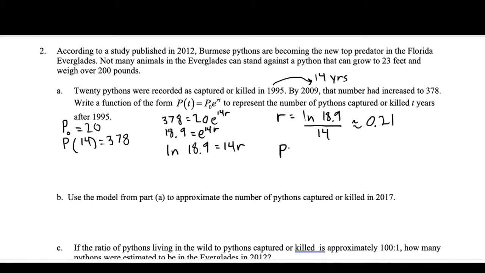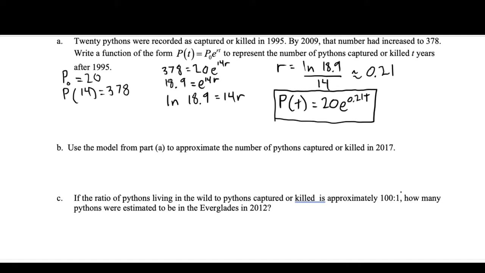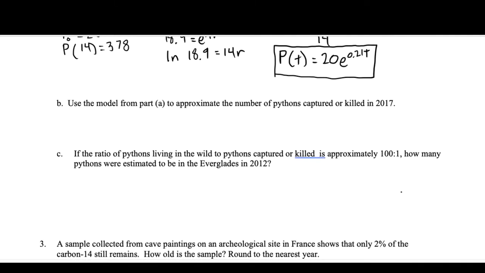So it says write a function of the form p of t equals p0 e to the rt. What I know is that in my formula, p0 is the initial number of pythons, the number captured or killed in 2005, and that is 20. R, I just solved for, and that's 0.21. So here is my function right here: 20e to the 0.21t.